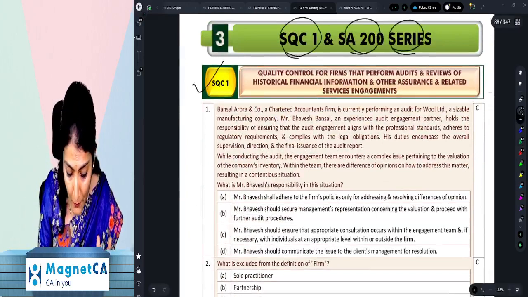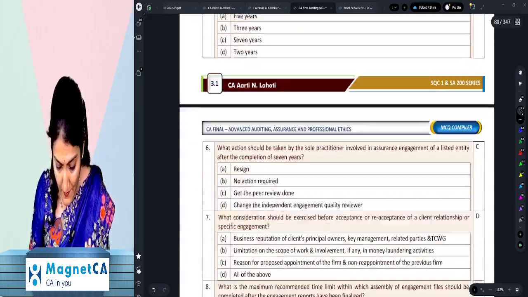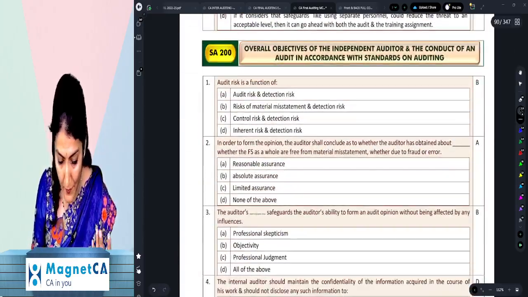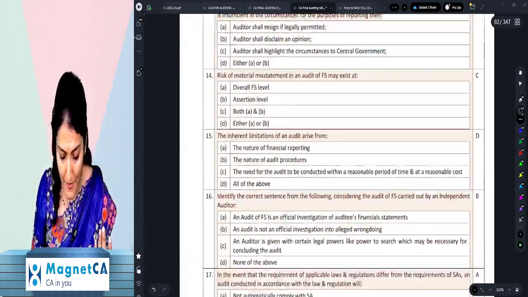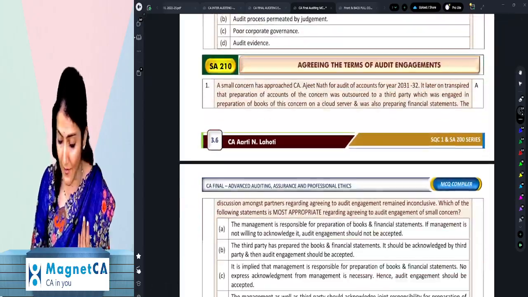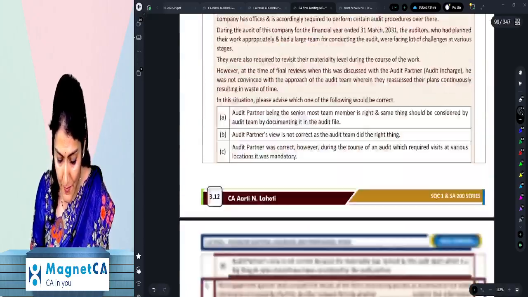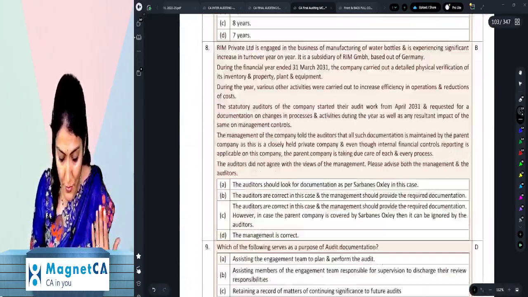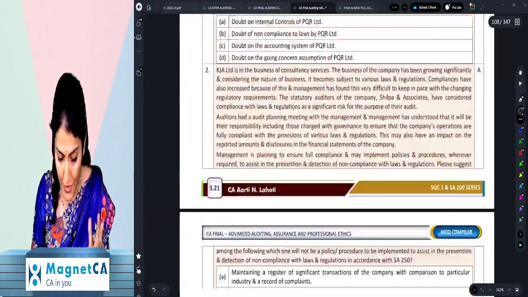So first you see over there all the MCQs from the SQC1, right? So SQC1, you see the MCQs over there. Then SA 200, overall objectives of the independent auditor and the conduct of an audit in accordance with the standards. Then SA 210, agreeing the terms of audit engagement, and likewise, right up to SA 299, which is regarding the joint audit of the financial statements, right?